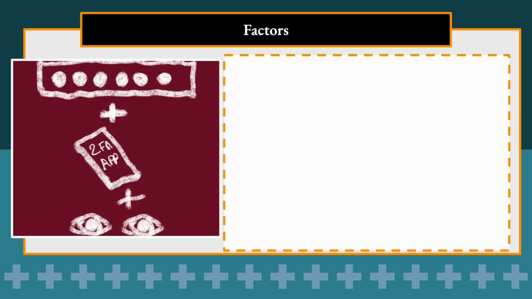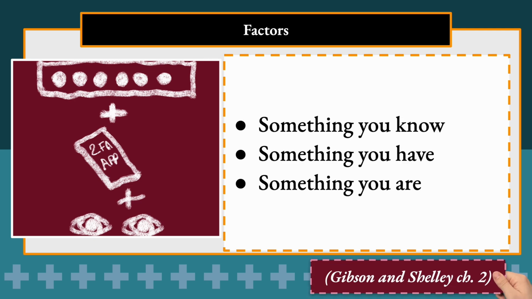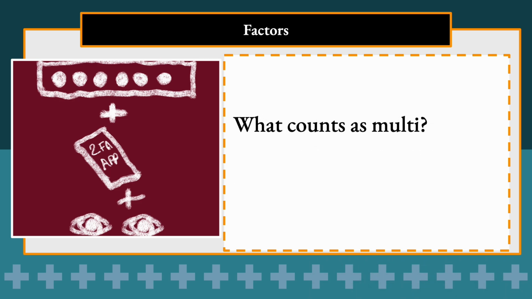So, what is a factor? A factor is a category of proof used to gain entry to an account or building. You can prove your authority to access something using either something you know, like a password, something you have, like a badge or phone, or something you are, which would be something like a fingerprint or Face ID. For something to be multi-factor, the authentication process has to involve at least two of these categories.